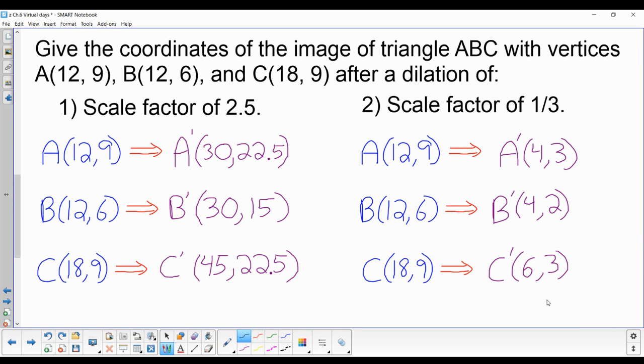So to find the new coordinates after a scale factor, all you have to do is multiply all the x and y coordinates by the scale factor.